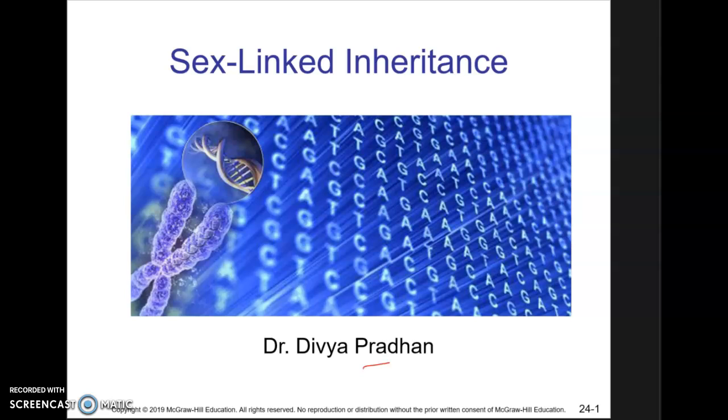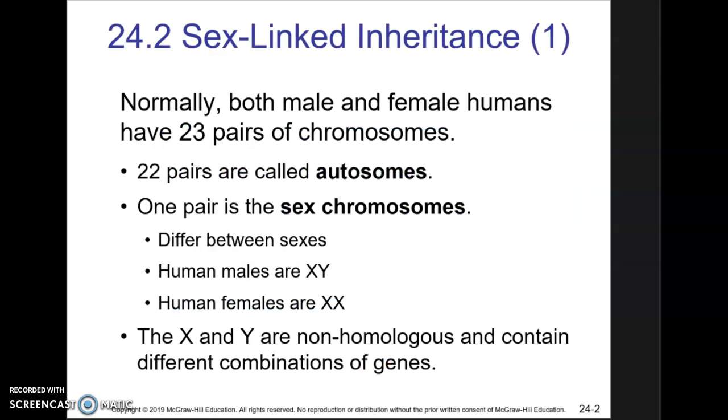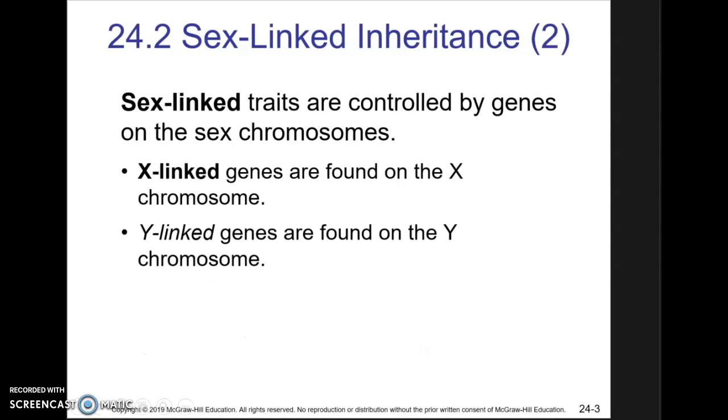All right. So, what is sex-linked inheritance? Let's study this. Normally, both male and female humans have 23 pairs of chromosomes. We should know this. However, X-linked genes are found on the X chromosome, right? And the Y-linked genes are found on the Y chromosome.